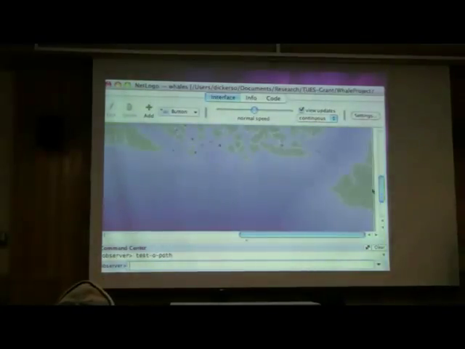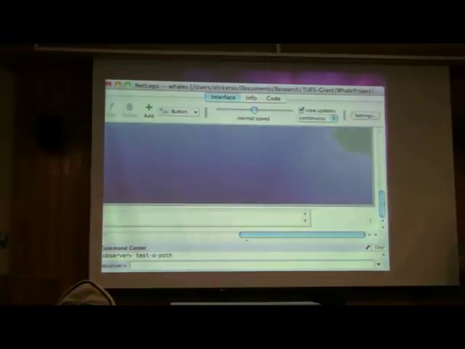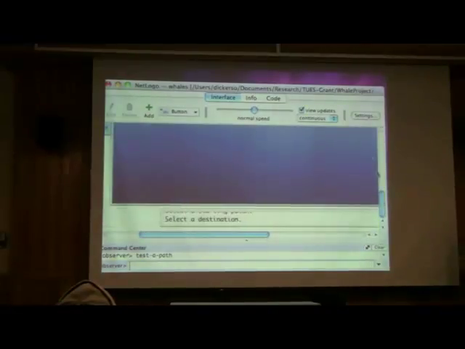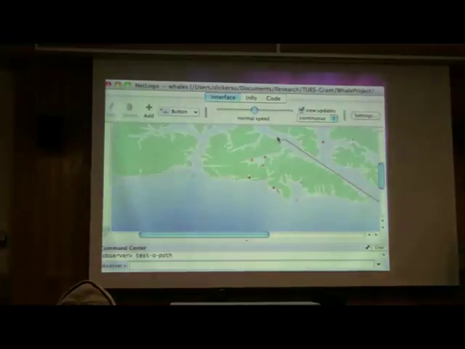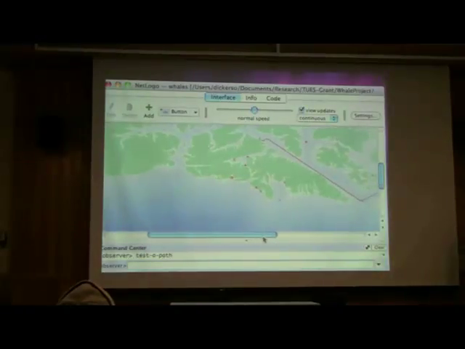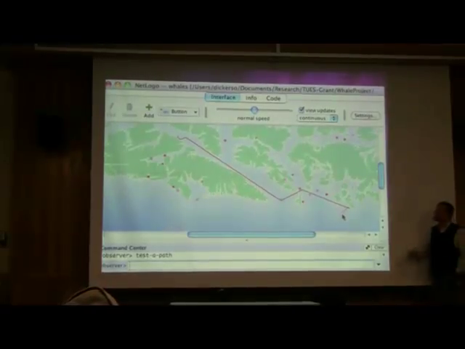So somewhere here, there's a starting location of the path. Let's move that up to here. And there's the ending location. So there, for example, is the path that we follow to get from here to here.